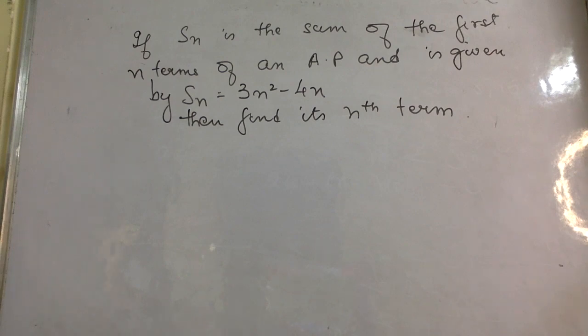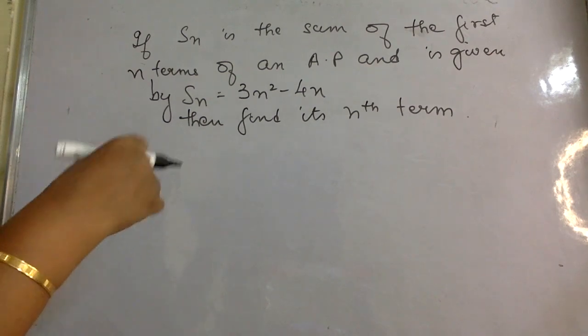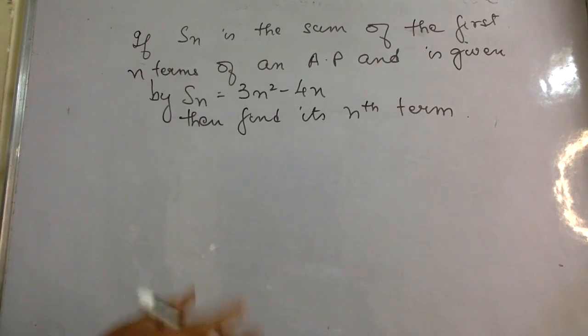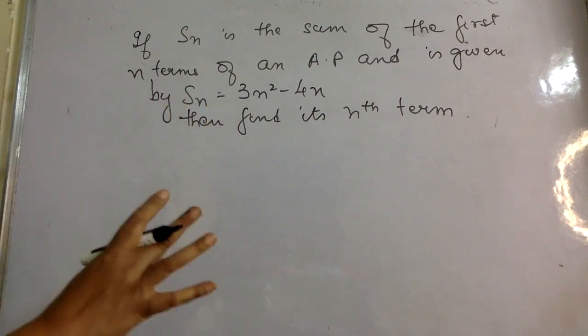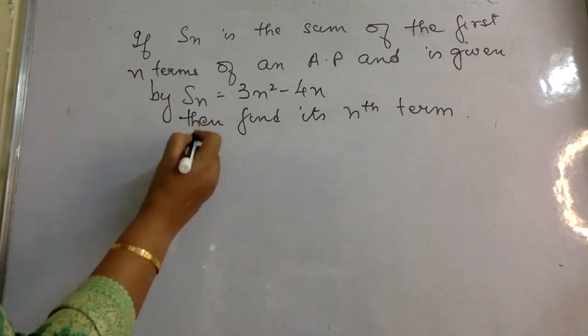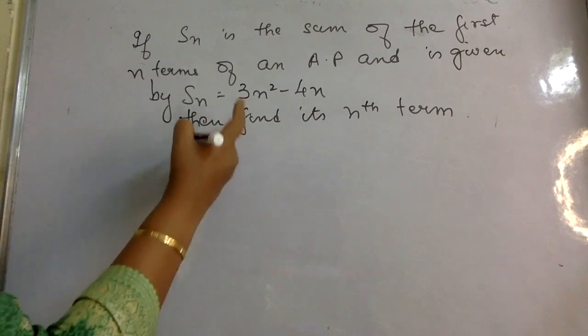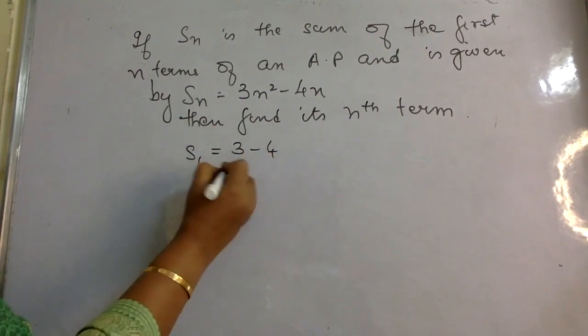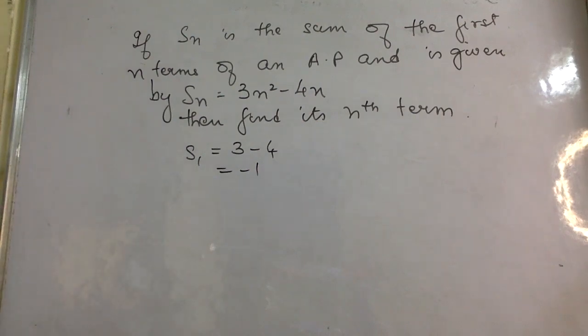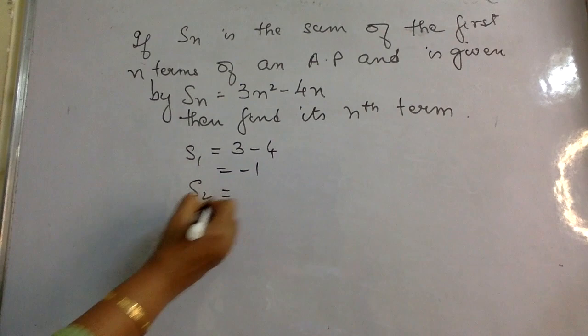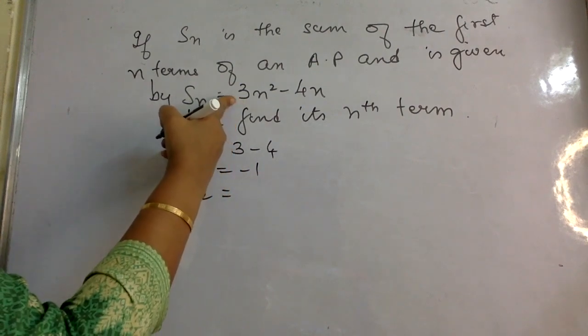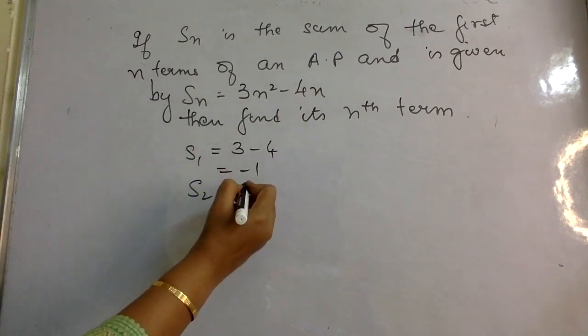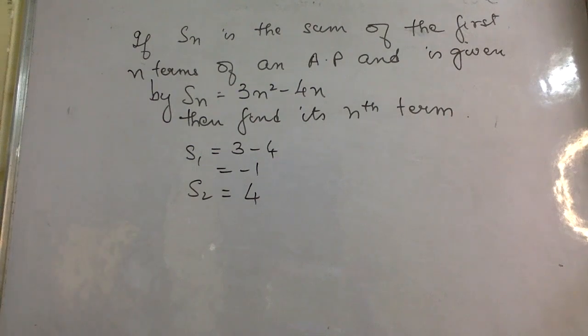They expect an algebraic expression only for the nth term. So you should not leave this sum thinking it is very difficult. Now here, how much is S1? I'll just put 1. So that is 3 minus 4, which is minus 1. Then S2: this is 12 minus 8, that's 4. Yes, S2 comes to 4.